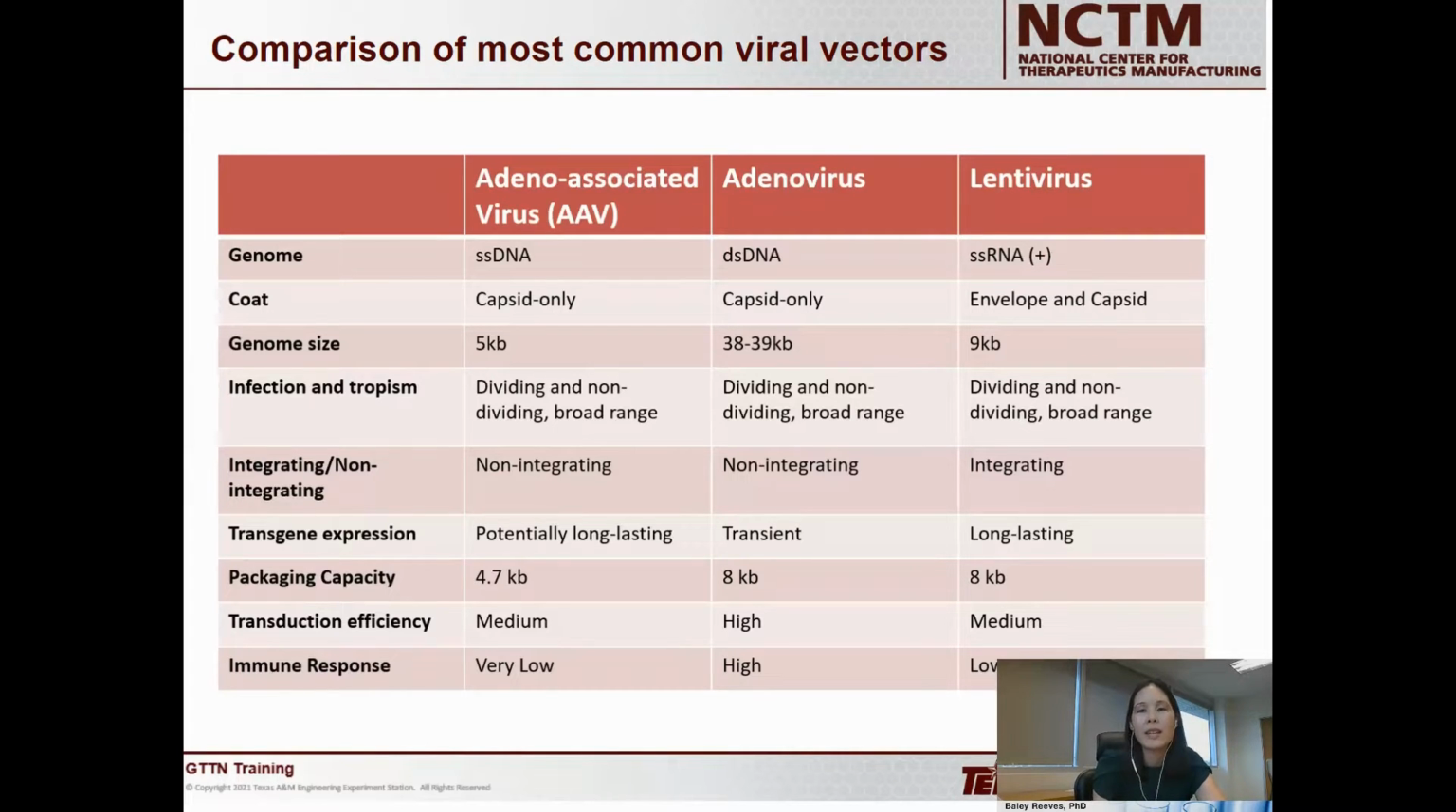Between AAV and lenti, there are a few different differences as well. The one big one is packaging capacity. So how large is the gene that you're able to package inside of these vectors? AAV packaging capacity is significantly smaller compared to lenti. So depending on the size of the gene that you need to transplant, that is going to drive some of your decisions on which vector you're using. AAV, generally speaking, though, has the lowest immunogenicity across the three.